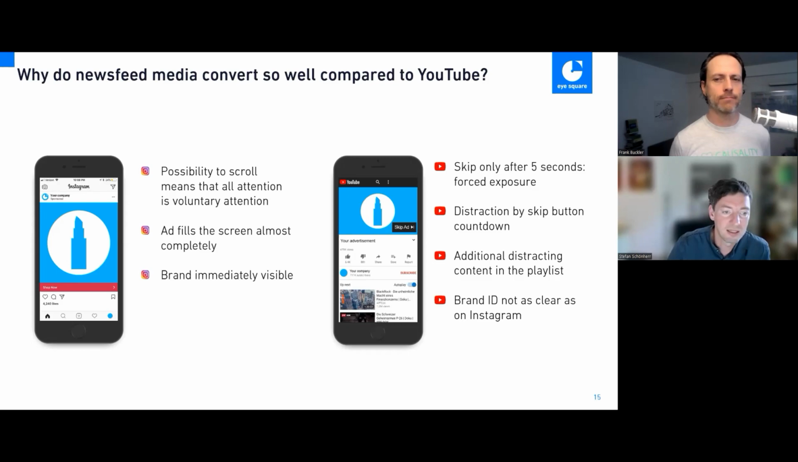And there are other things, like you see the ads mostly take more space and are more centered on Instagram and Facebook, while on YouTube it's on top of the screen with a lot of distraction below. And you have really strong branding from the beginning on, because you have a sponsorship above the ad. So there are other reasons why these ads maybe work in a shorter time. But yeah, I think this forced exposure against voluntary attention is something really important we should keep in mind.